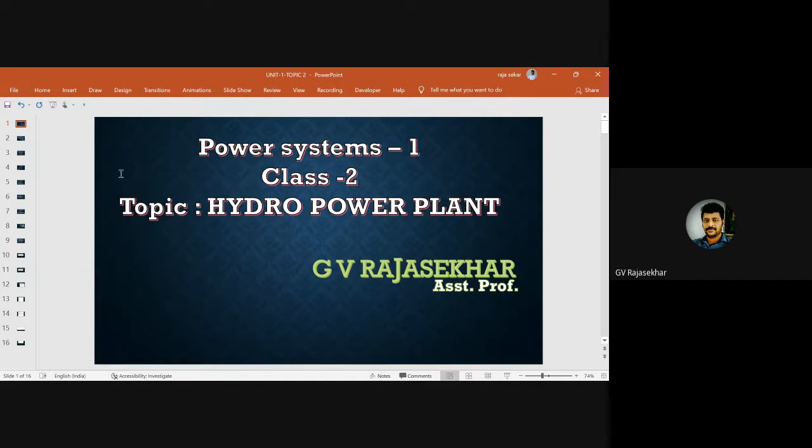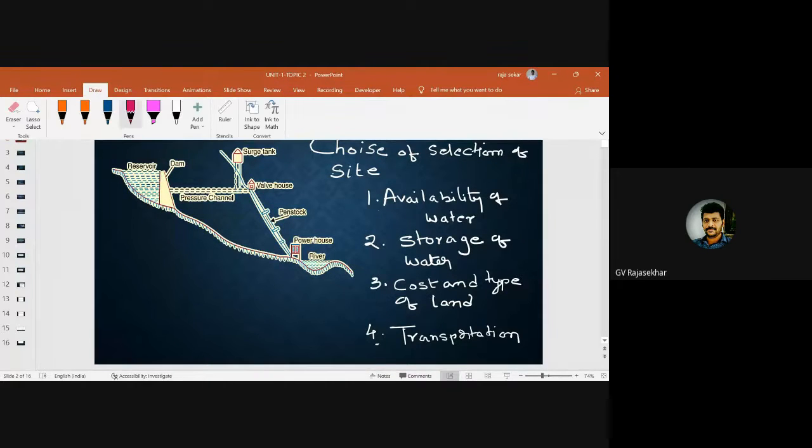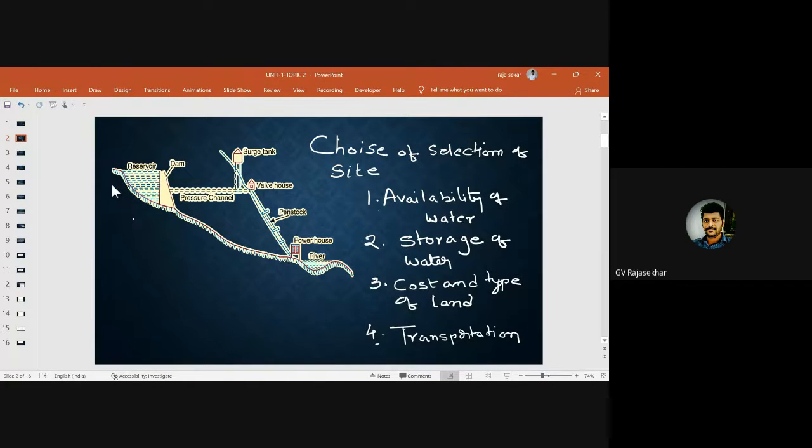So let us go to the schematic diagram and see how it looks. Here we can see there is one reservoir. This is the reservoir where water is stored. To store the water, we need a dam. When the dam is constructed, the entire water is stored here in the reservoir. And through the dam, we are sending the required water like this.